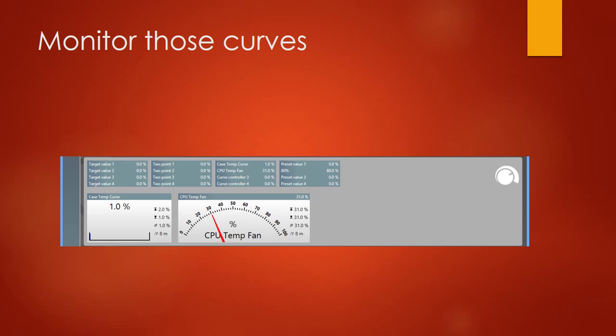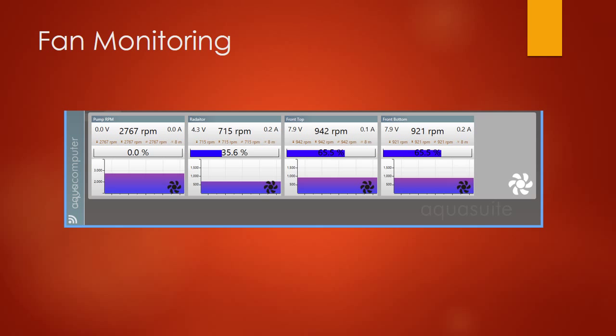Moving right along, we have where I monitor the curves. Now these are my fan control curves that I've set up. One of them is to maintain case temperature, and the other one is to control my CPU temperature.